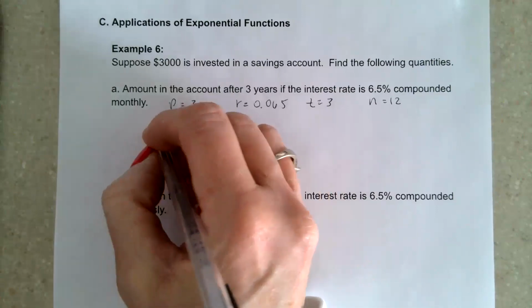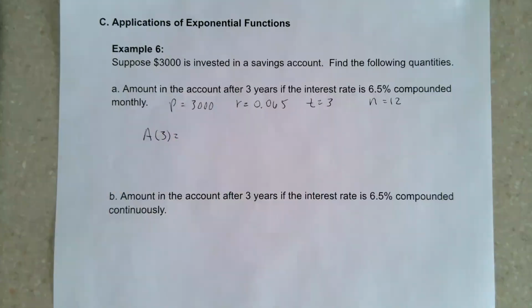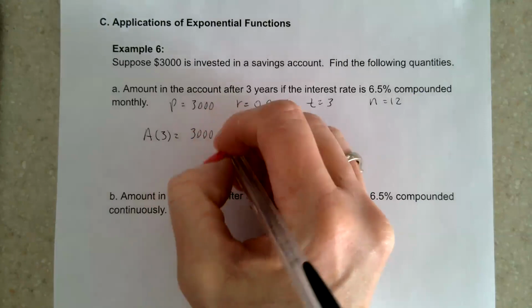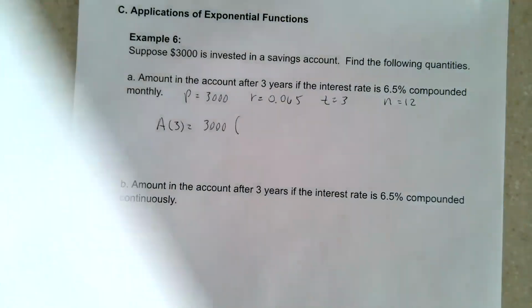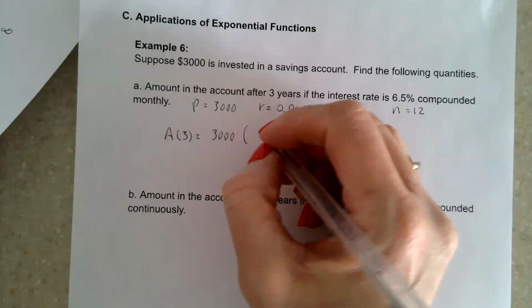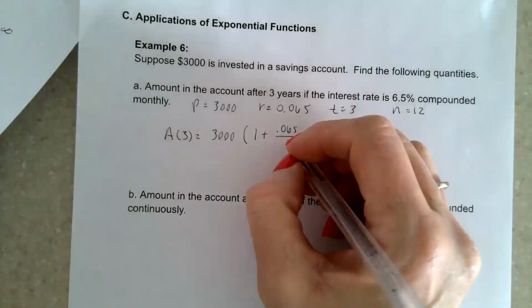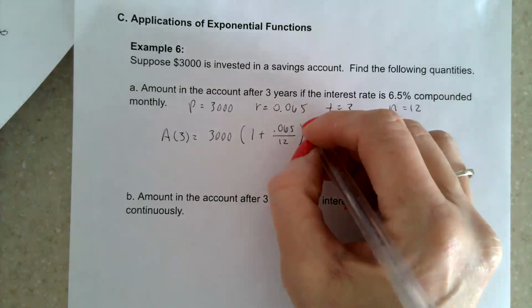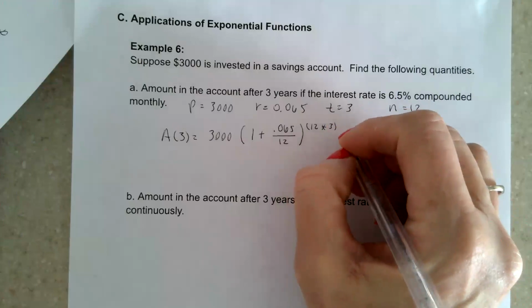So this is going to be A of 3 because t is equal to 3. It's our A function at 3. So we've got P, which is 3,000 times, making sure you're referencing the formulas correctly here, 1 plus the rate divided by the number of times you're compounding per year. And then you're going to raise that to that same number of times you're compounding times the number of years.